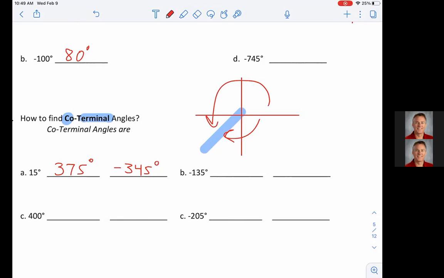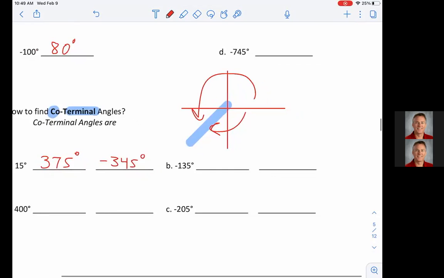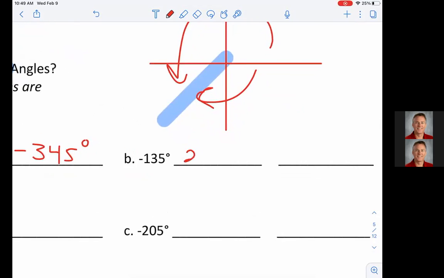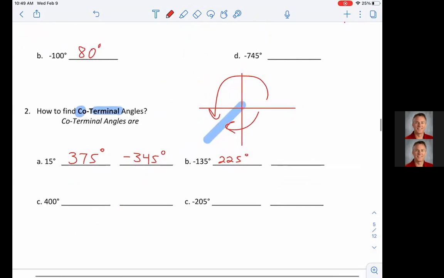And so if this is negative 135, I could have a positive coterminal. So I know that I'm going to be in the third quadrant. So if I went more than 180, less than 270, so if I went 225 degrees, that would be a positive coterminal. And realize these two numbers, if I took the positive 135, those add up to 360. They make a full circle. Therefore, they would be coterminal.